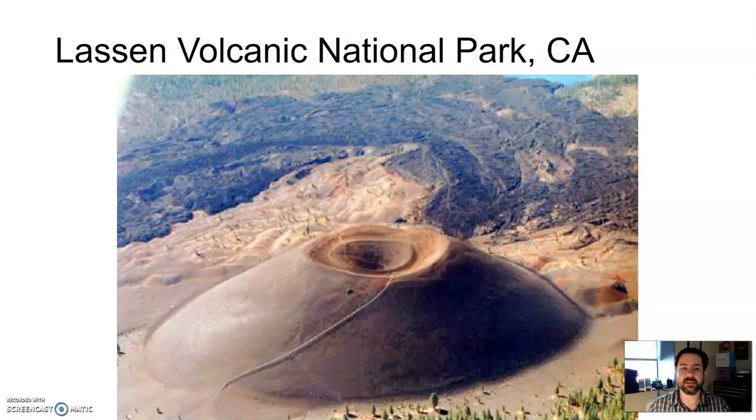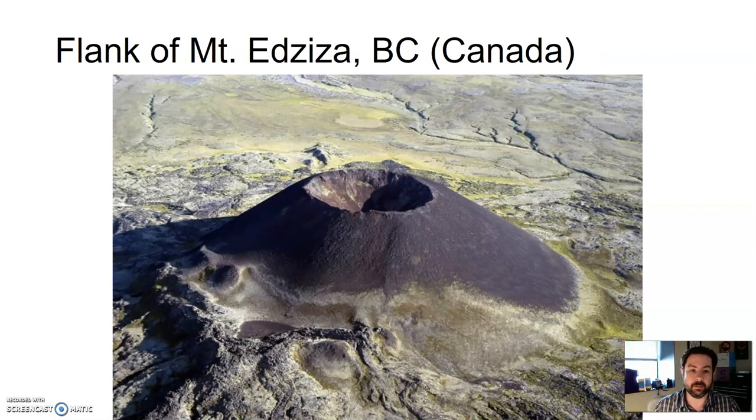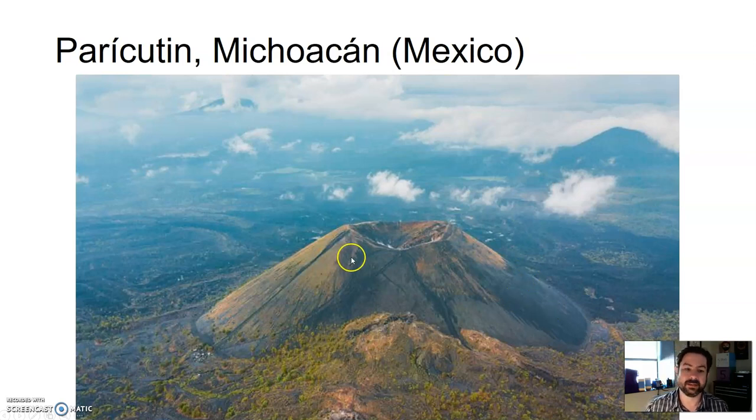Some examples include Lassen Volcanic National Park in California, on the flank of Mount Edziza in British Columbia, Canada. Oftentimes you find these around bigger volcanoes, but you can see this very stereotypical cone shape, that black color indicative of the cinders that make up these cinder cone volcanoes. Again, here's that very cartoonish cone shape. If you told a kid to draw a volcano, this is what they would draw.